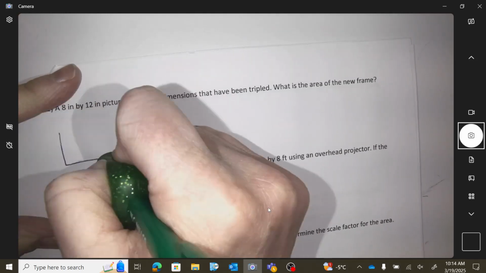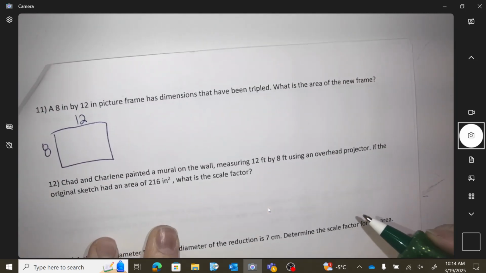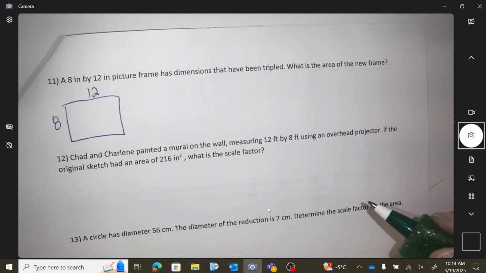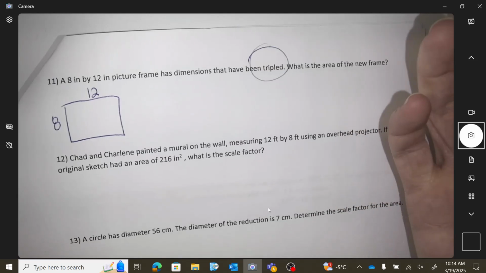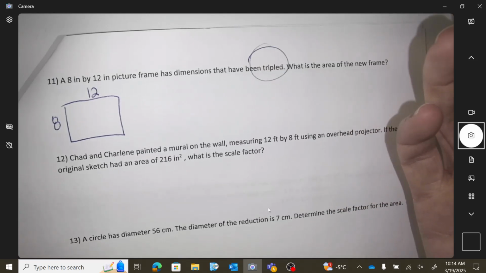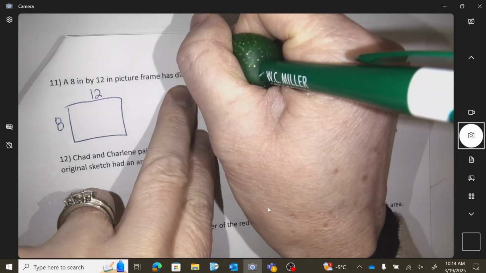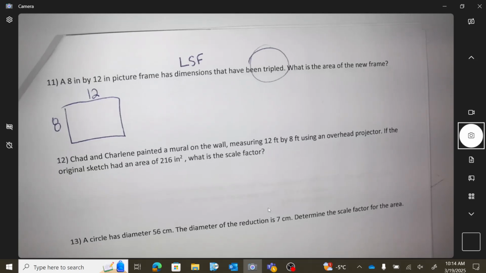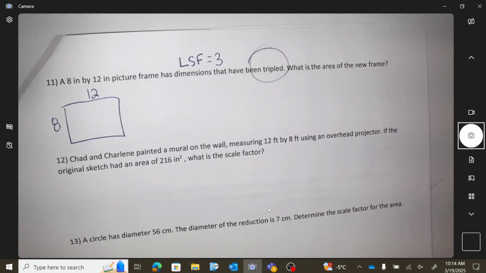A 8 by 12 picture has dimensions that get tripled. So what is that? When it says just the dimensions, that is going to be called a, do you remember me labeling it? Linear scale factor. The sides, that's linear. Linear scale factor is 3 times bigger.